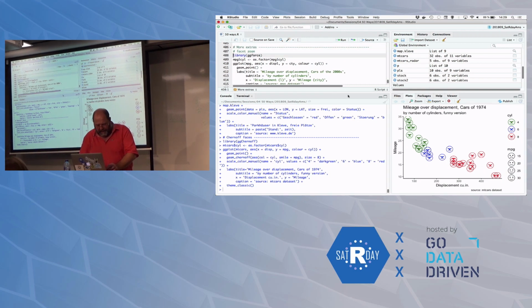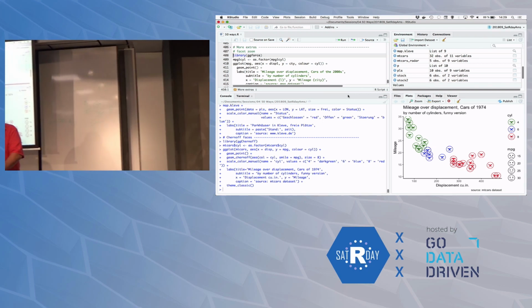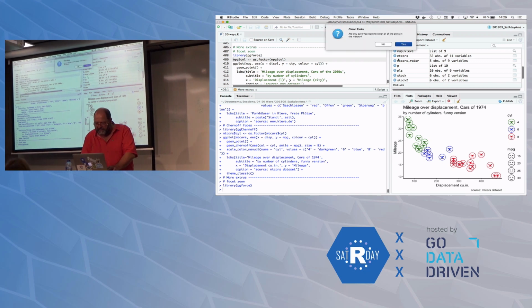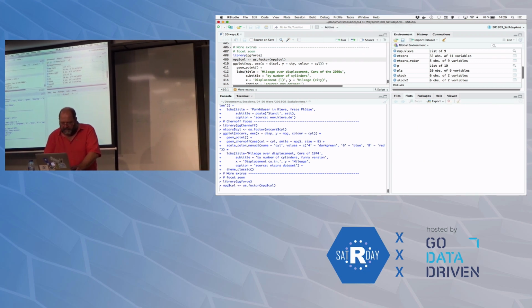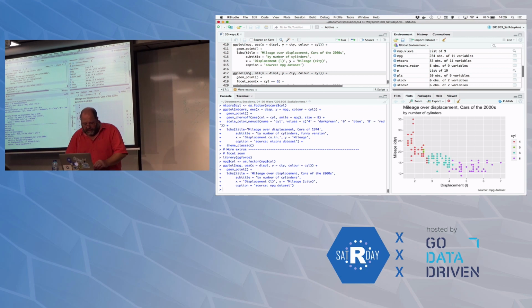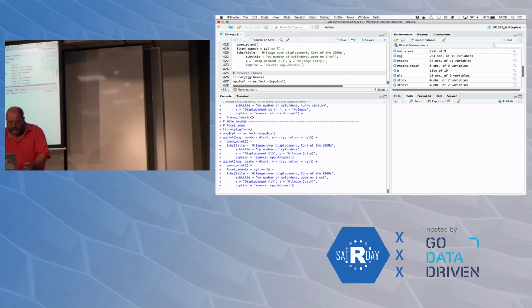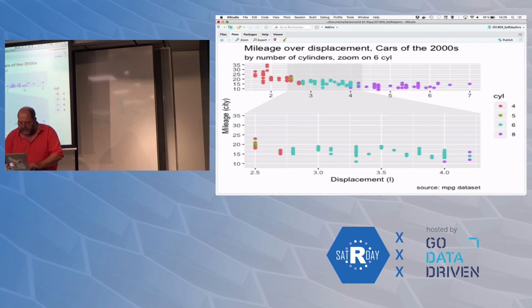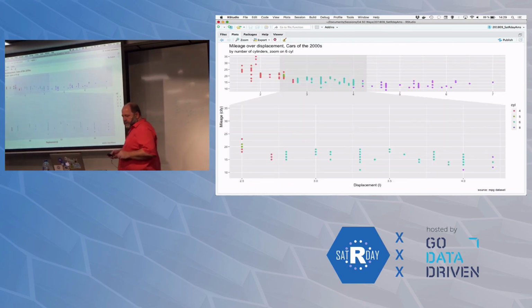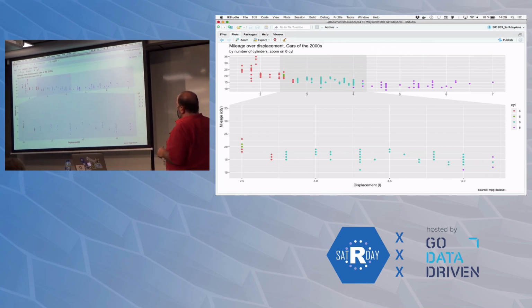Okay, I still have one useful thing, and then I guess I'm about through. I have the mileage over the displacement, nothing new by now. And then you can do something that's called facet zoom, which does this. That's the complete picture you had of the mileage over displacement.